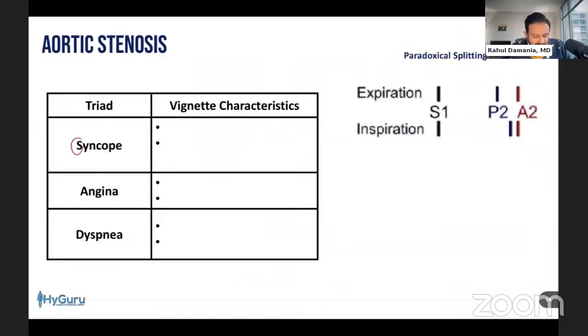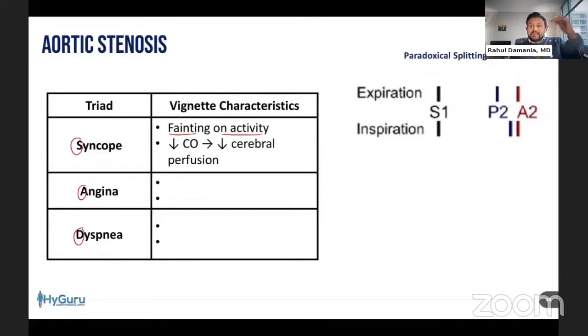We talked about the triad SAD, syncope, angina, and dyspnea. Let's go through the vignette characteristics. So syncope, they'll put fainting on activity. This is because the aortic valve is so stenotic, you can't get blood from left ventricle into the aorta. As a result, your cardiac output is going to be impaired and you are going to have decreased cerebral perfusion. If you can't get blood flow to the brain, you're going to have syncope.